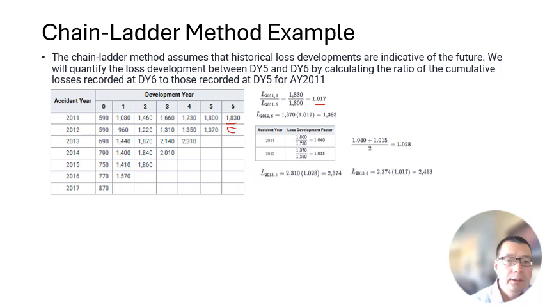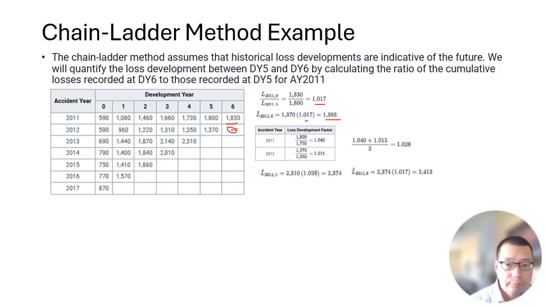Now this ratio can be used to derive the number for 2012 at year 6, because we assume the ratio remains the same. So this number would have the same ratio if we divide it by development year 5. Therefore, we can derive that the year 6 value for 2012 would be 1.37K times 1.017, which is just the ratio we got from the previous step. And then we get 1393 here.